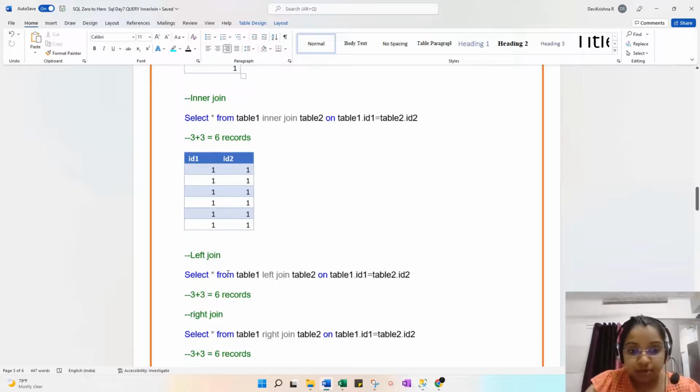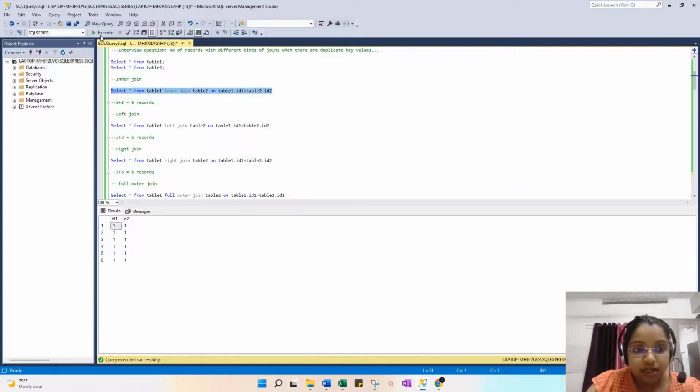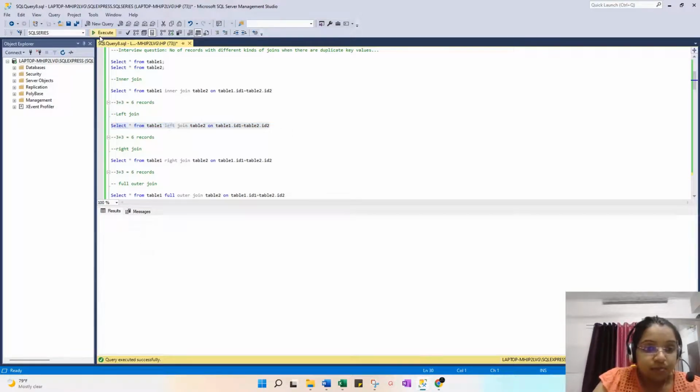And the next one is the left join. When you run this query, you will get a total of 6 records. If you run the left join, it means all the records from the left table plus the inner portion, right? So that is also 6, 2 plus 2 plus 2.